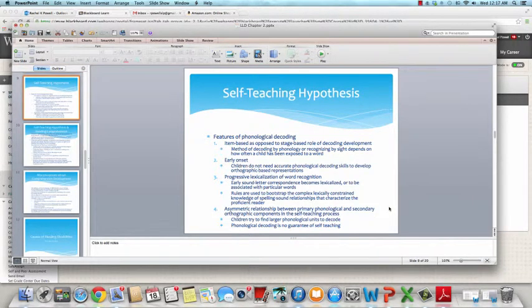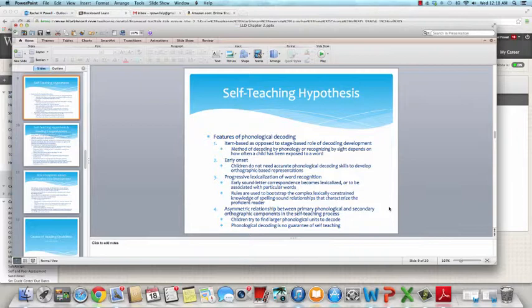So there are features of phonological decoding in the self-teaching hypothesis. First, an item-based as opposed to stage-based role of decoding development. This method of decoding by phonology or recognizing by sight depends on how often a child has been exposed to a word. The more exposure, the more familiar a child will be with the word. Second, the early onset: children do not need accurate phonological decoding skills to develop orthographic-based representations. That's true because we know children can learn sight words, or even learn how to read, before general explicit reading instruction takes place.